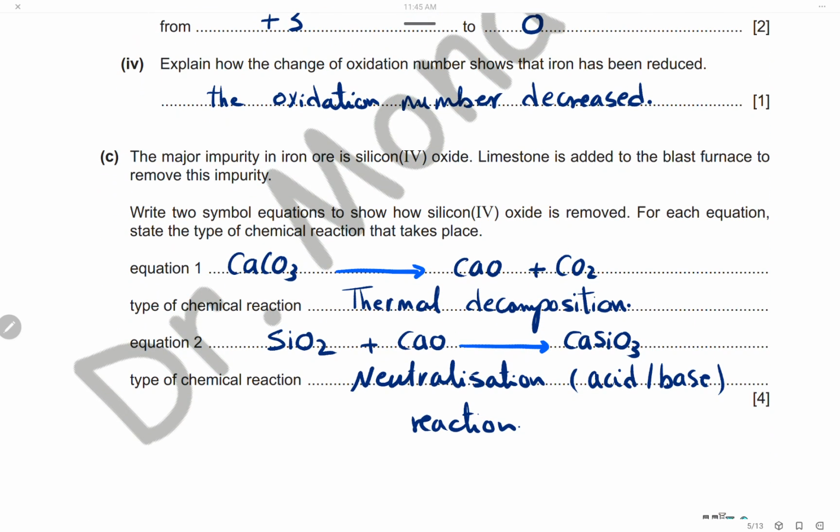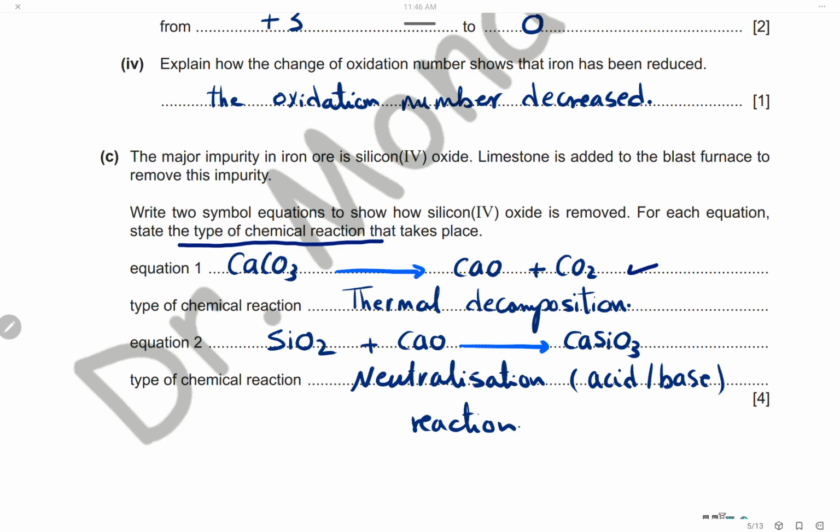The major impurity in the iron is silicon(IV) oxide. Limestone is added to the blast furnace to remove this impurity. Write 2 equations to show how silicon(IV) oxide is removed. For each equation, you have to state the type of chemical reaction that takes place. First, the calcium carbonate, which is limestone, is thermally decomposed to form calcium oxide and carbon dioxide. This is the first equation, and the type of chemical reaction is, of course, thermal decomposition.